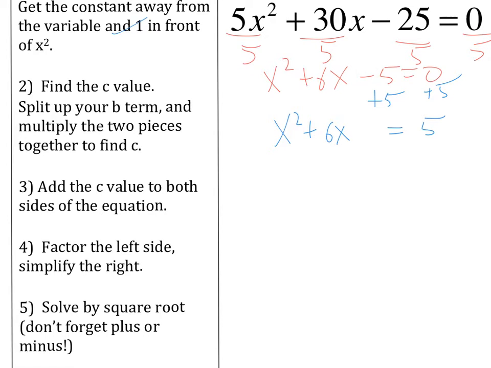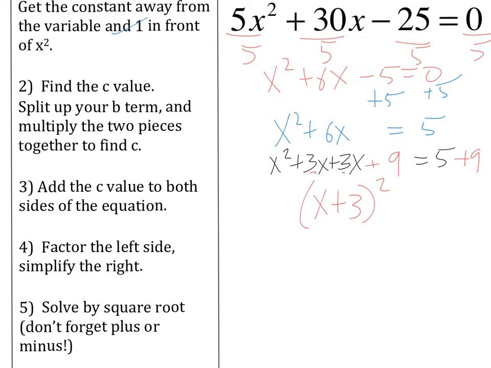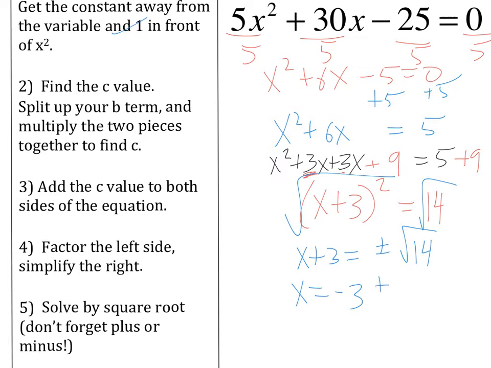Okay, I'm going to split up my middle term. X squared plus 3x plus 3x is equal to 5. I'm going to multiply those two pieces together to add 9 to both sides. Factor: x plus 3 quantity squared. That's from the 3 that's there. And that's equal to 14. Getting the x squared part gone, we get x plus 3 is equal to plus or minus the square root of 14. X is equal to negative 3 plus or minus the square root of 14.